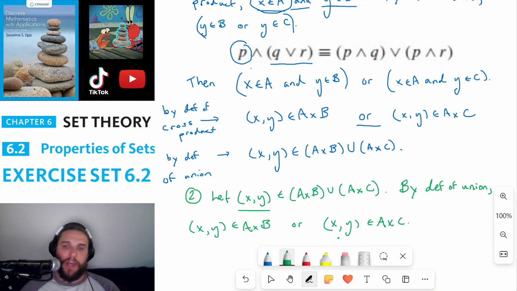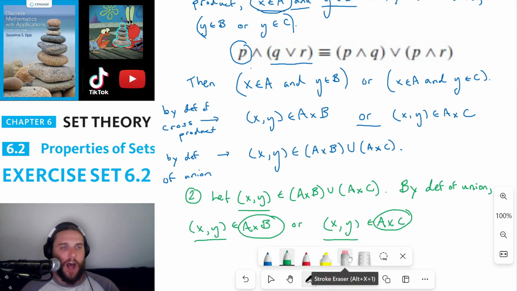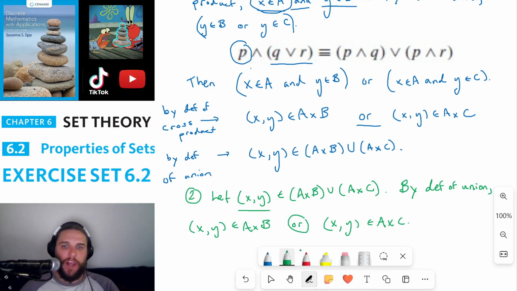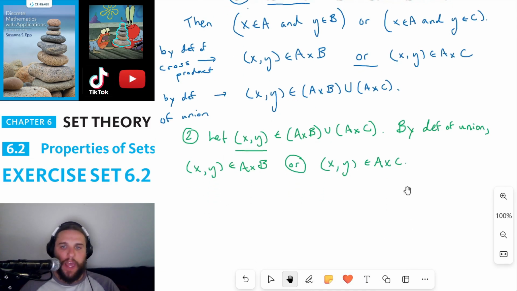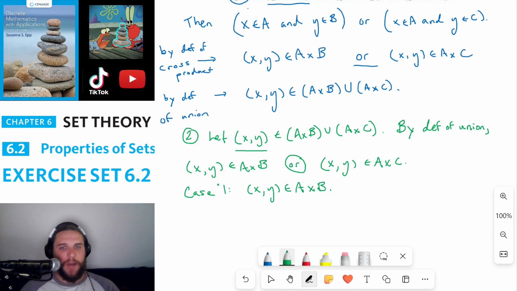From here, it becomes much clearer as to why this element here has to be an ordered pair. Because if the element is in one of these two sets, then that element must be in one of these cross products, and elements of cross products are themselves ordered pairs. Now we've run into an OR statement in our proof, which means we're going to need to break this up into cases. Now in case 1, X comma Y is going to be an element of A cross B.